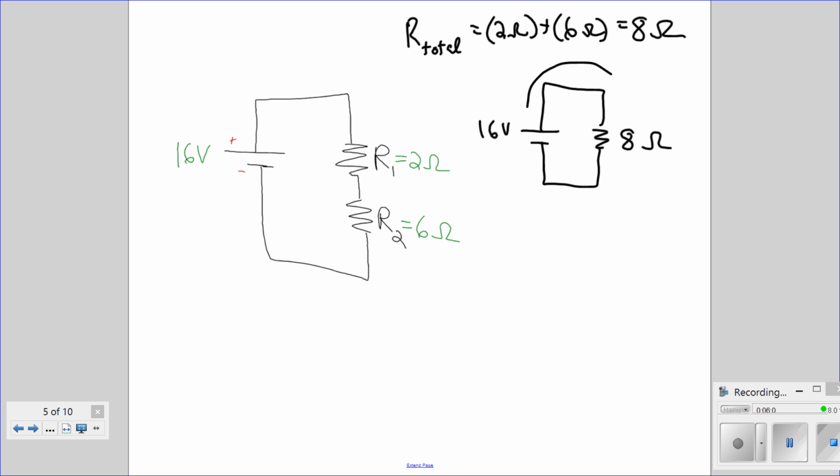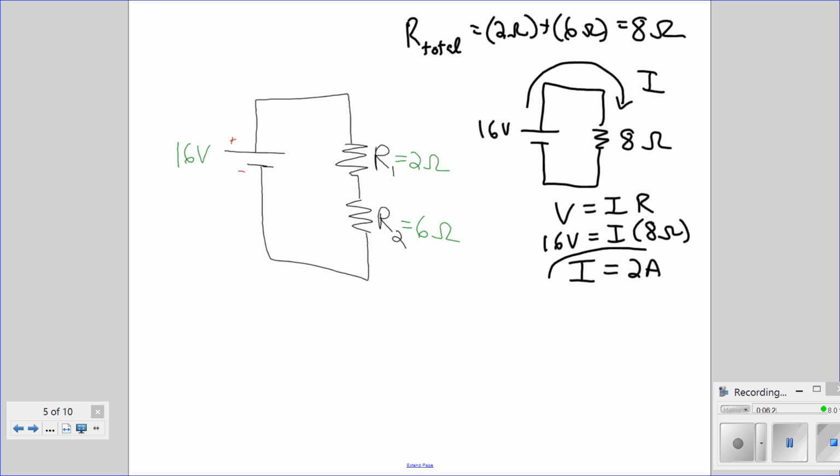And if we were to try and look at how much current was flowing, if we use Ohm's law, the voltage equals the current times the resistance, we have 16 volts equals the current times 8 ohms, or we would see that the current is 2 amps. So that means, if we go back to this original circuit, that we have 2 amps flowing here, and then all of that 2 amps flows through resistor 1, and all of that 2 amps then flows through resistor 2, and it comes out the other side.